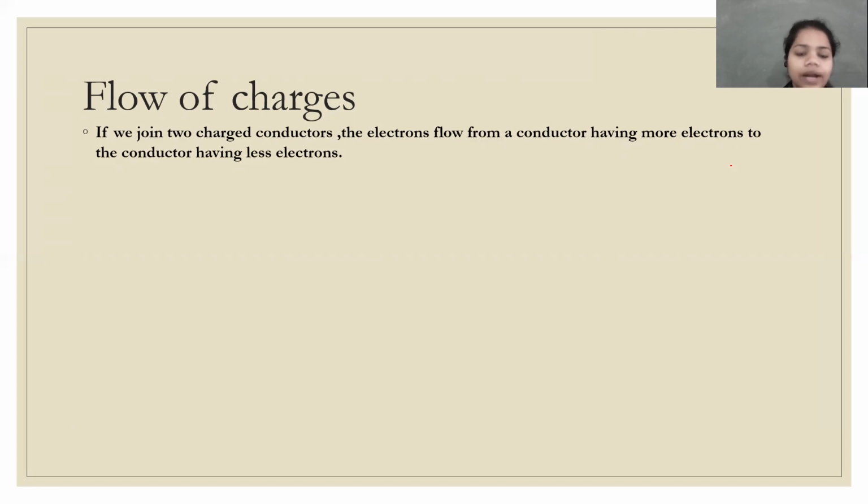Children, we already know that if we keep two bodies, one at high temperature and one at low temperature, in contact, the flow of heat is always from high to low. In the same way, when you keep two charged conductors in contact, the charge will flow from the conductor which has more electrons to the conductor which has fewer electrons. The electrons or the charge will flow from more to less. Now let us understand this with a few examples.